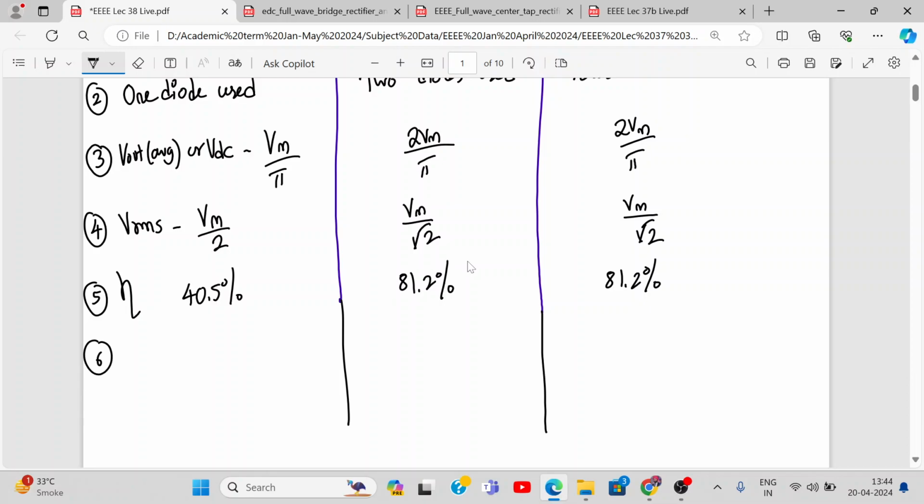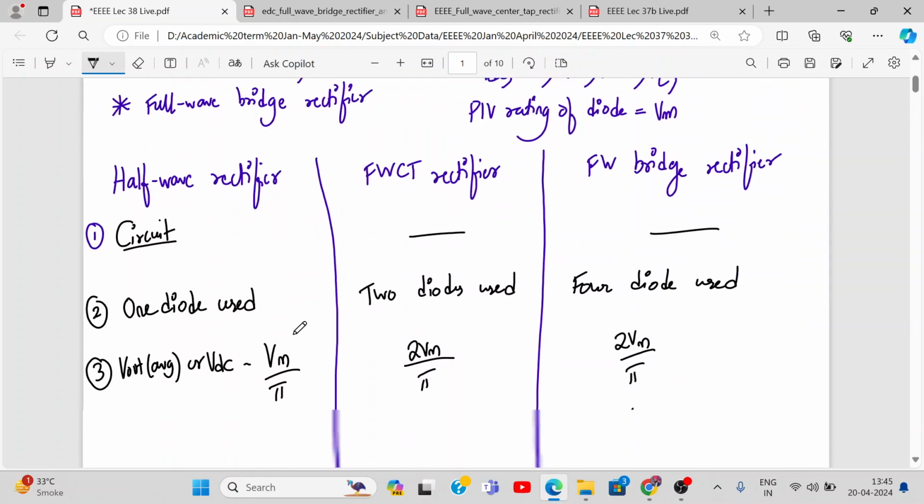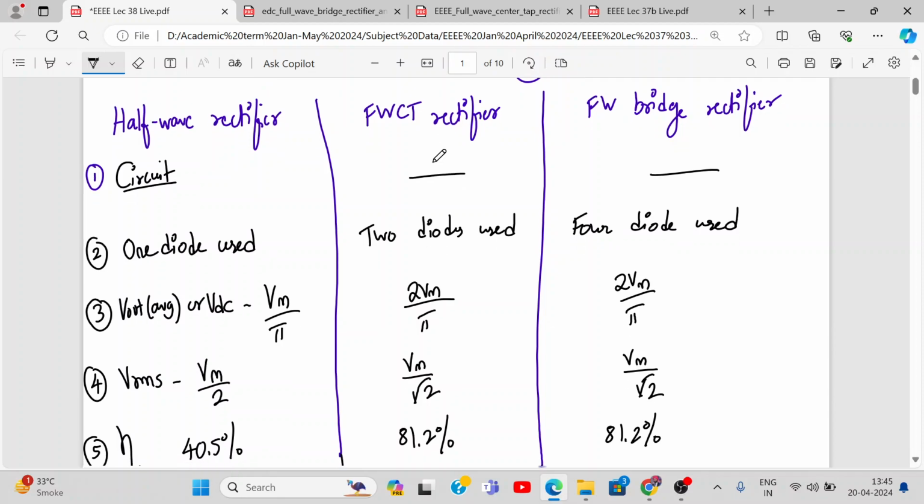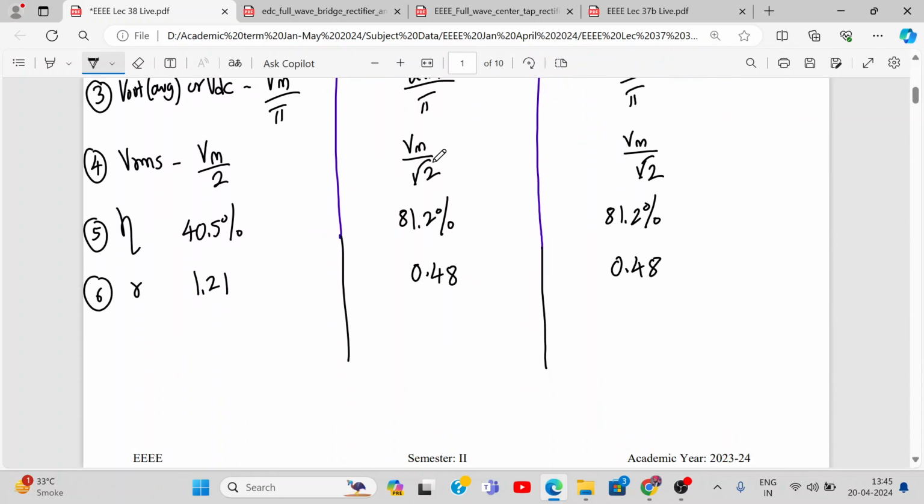Then we have ripple factor. I think 1.21, right? 0.48 and 0.48. Correct? First one is half wave rectifier. Second one is center tap full wave rectifier, and third one is bridge rectifier. So we have written 6 points. Remember, these are important.